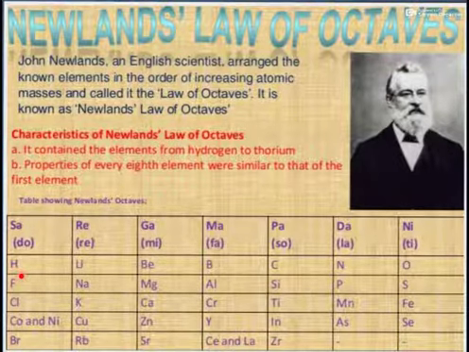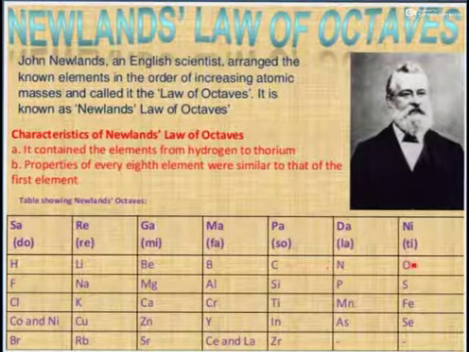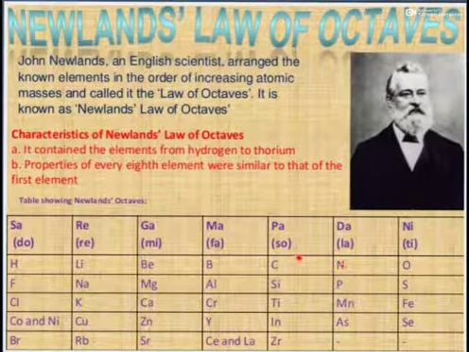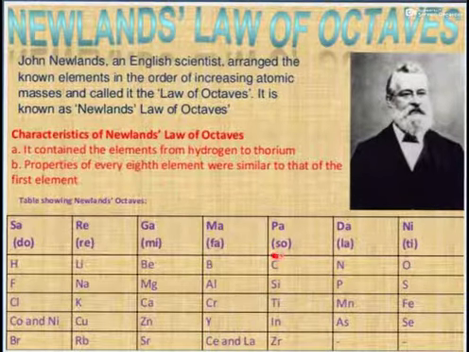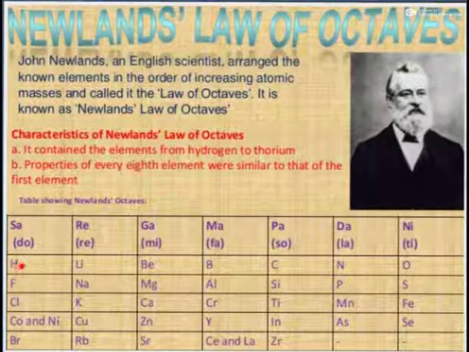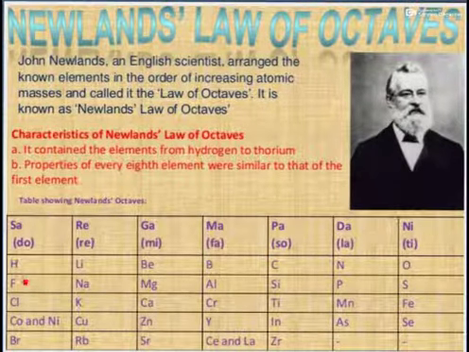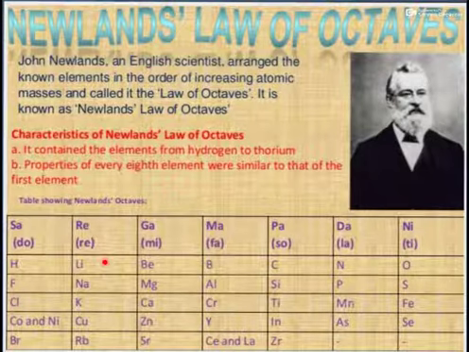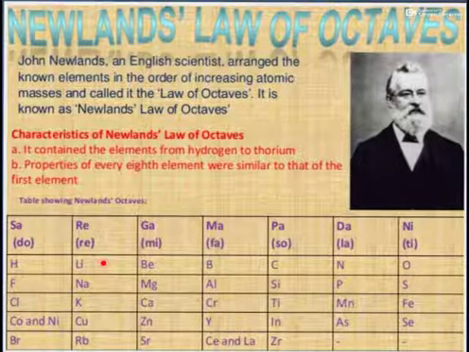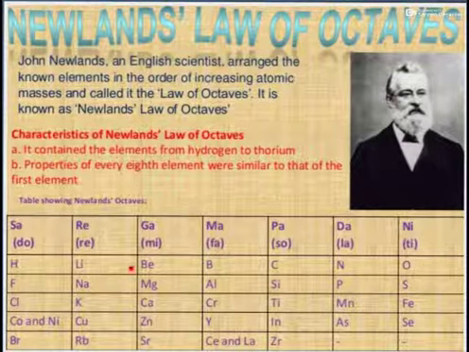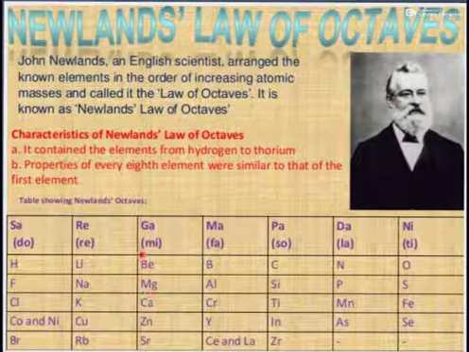This was his arrangement: when elements are arranged in the order of their increasing atomic masses, the properties of every 8th element are similar to those of the first one. So if hydrogen is the first, then fluorine will be the 8th. If lithium is the first, sodium will be the 8th. So the properties of hydrogen will be repeated by fluorine, and the properties of lithium will be repeated by sodium. It was shown by John Newlands, so this was known as Newlands' law of octaves.